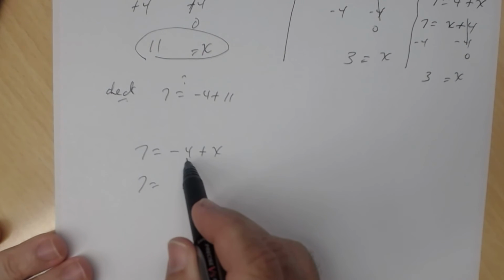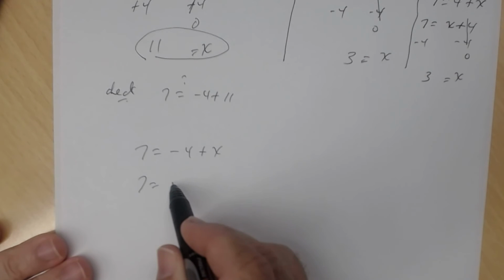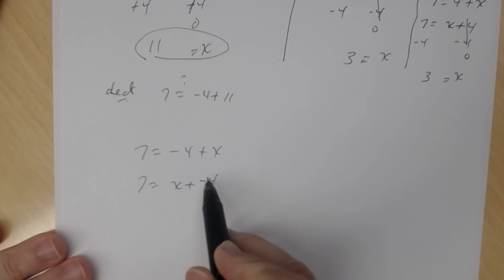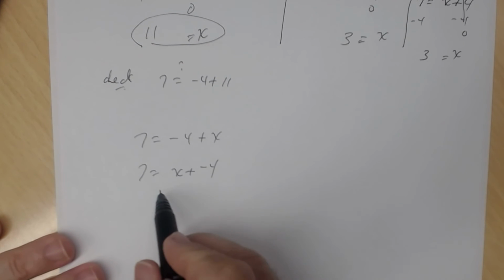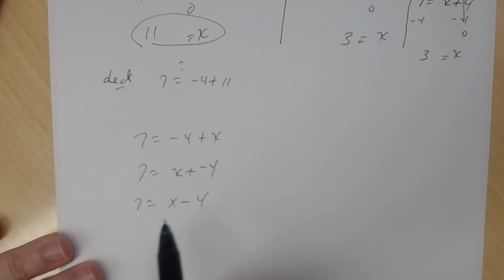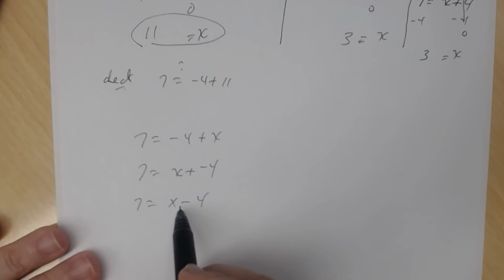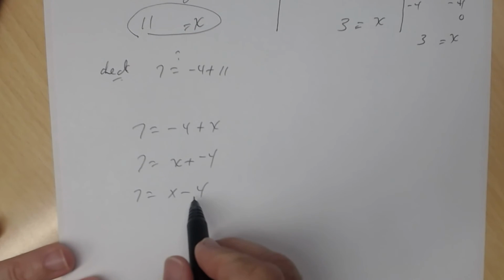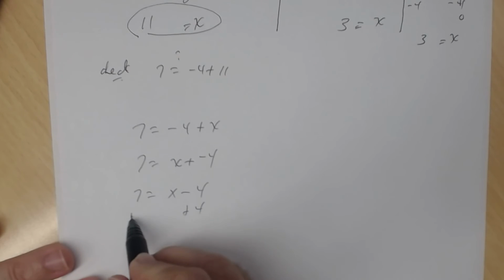So instead of saying negative 4 plus x, I could say x plus a negative 4. Okay? But that's the same thing as saying x minus 4. So x minus 4 is the same thing as saying x plus a negative 4. And now, notice I'm subtracting 4. The opposite of subtracting 4 is to add 4.